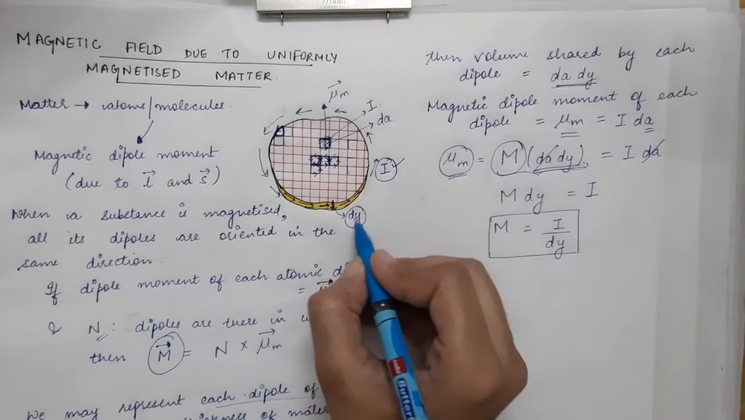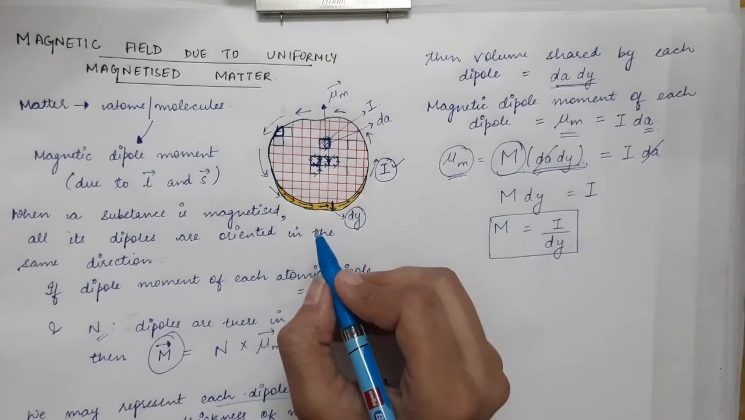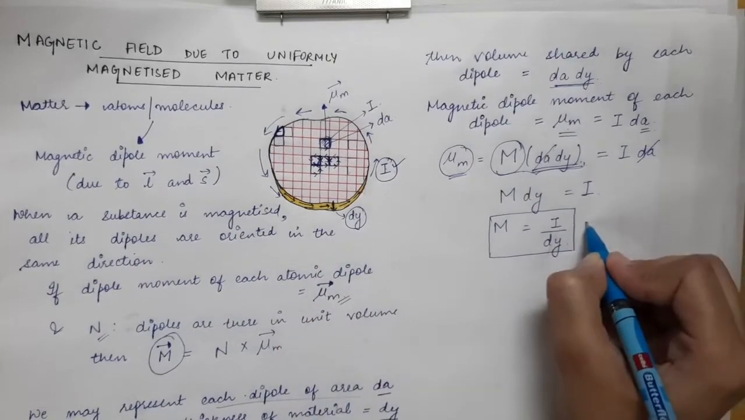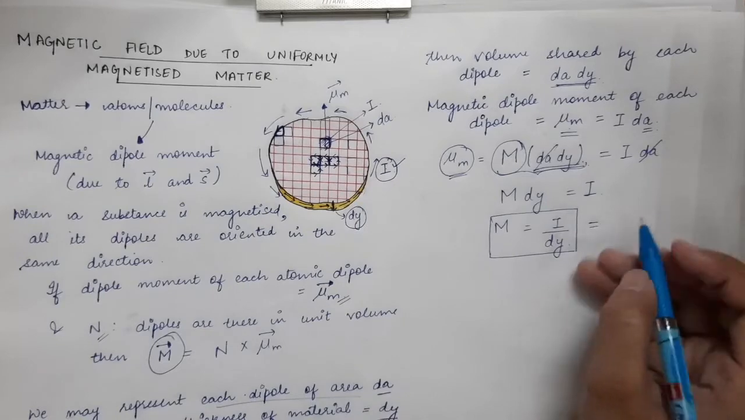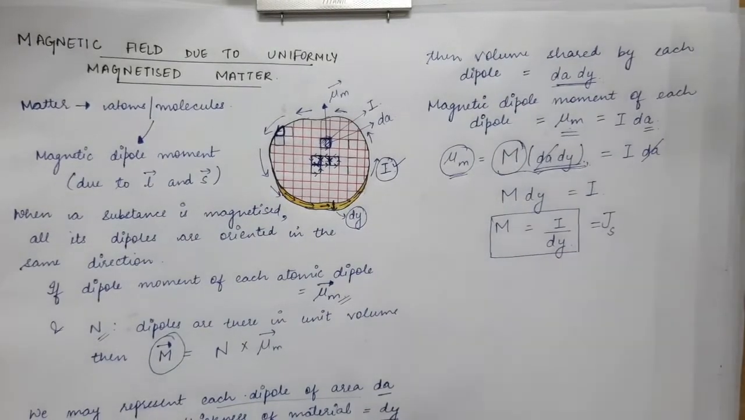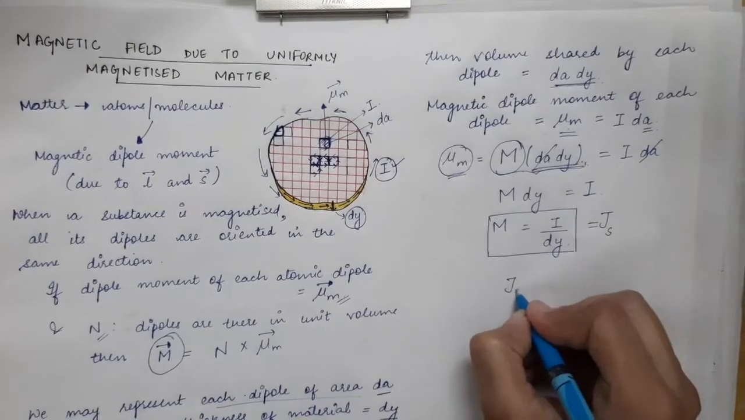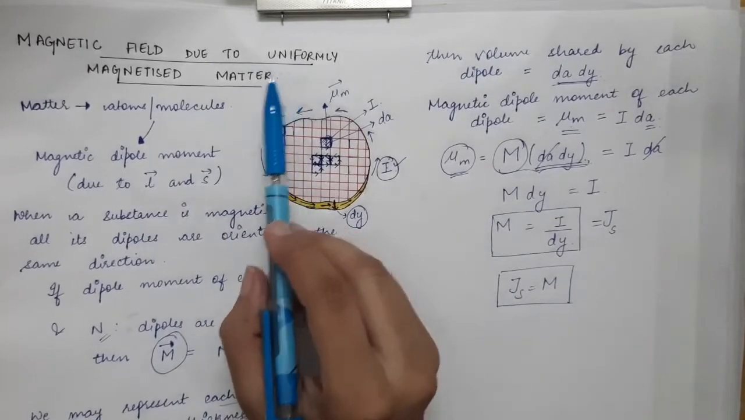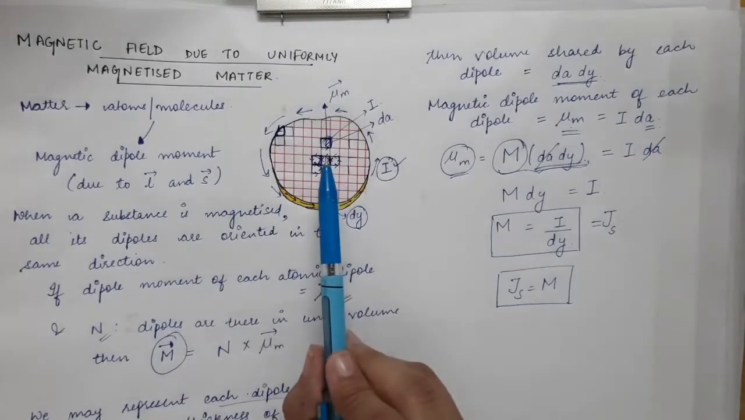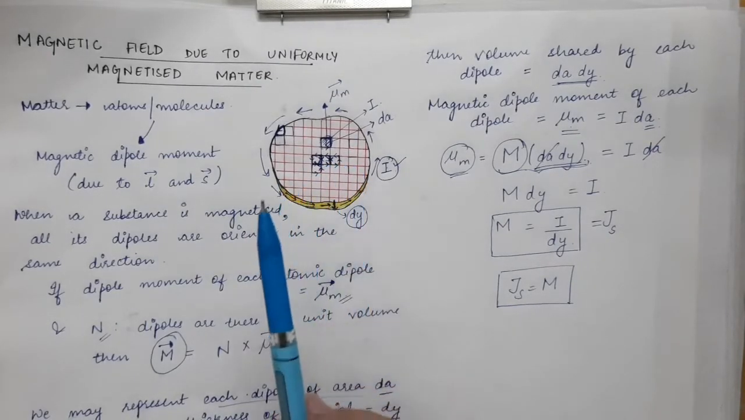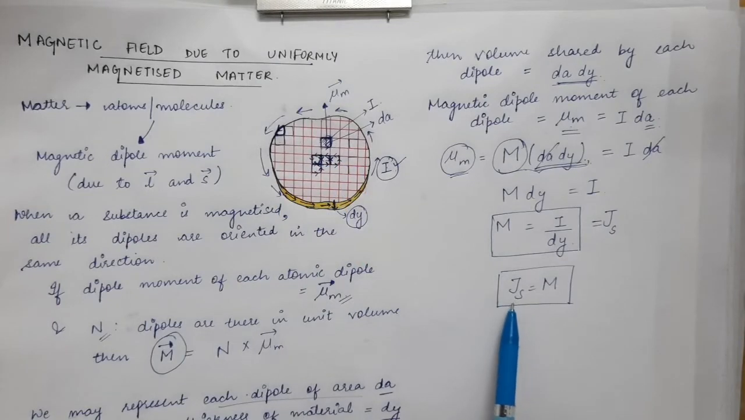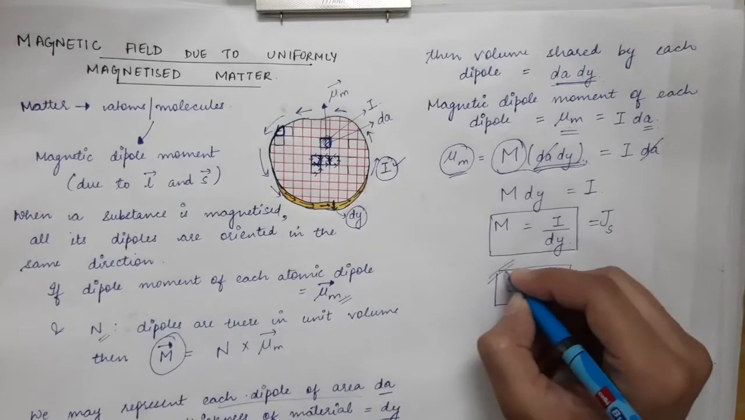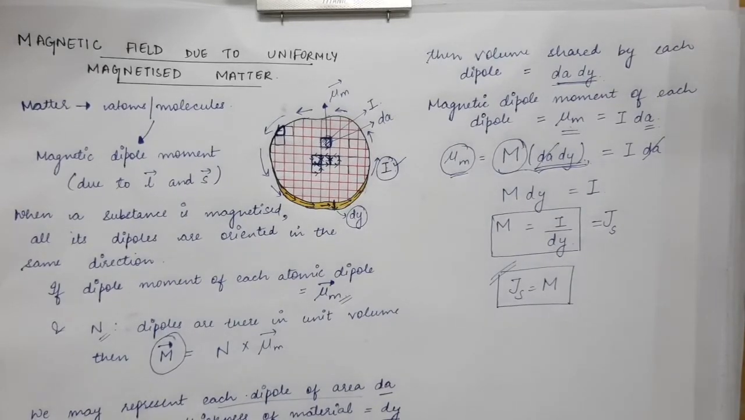So what will be I divided by dy? That will be equal to the surface current density. So I divided by dy is equal to the surface current density, and that is represented by Js. So from here you will get Js is equal to capital M. So when the material is uniformly magnetized, current inside the material is equal to 0. And the surface current density of a uniformly magnetized material is equal to the intensity of magnetization. So this is the formula which we have derived for the case of uniformly magnetized material.